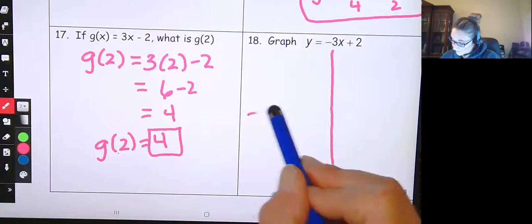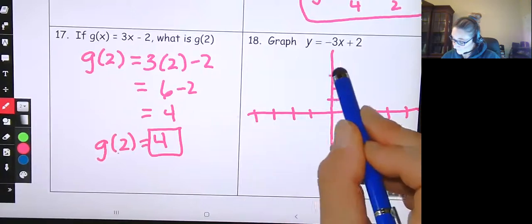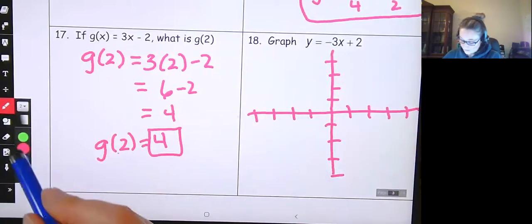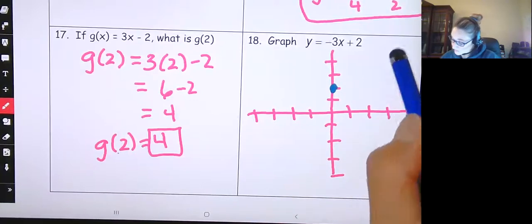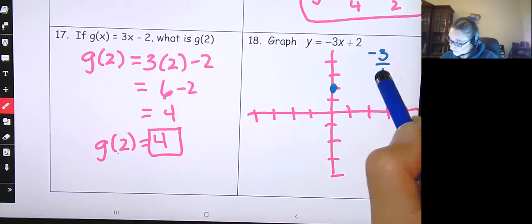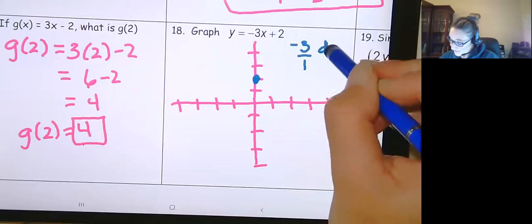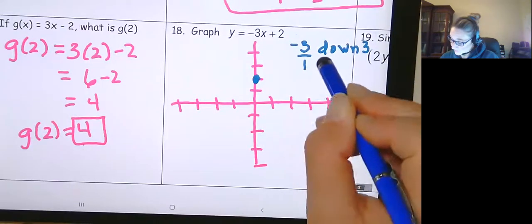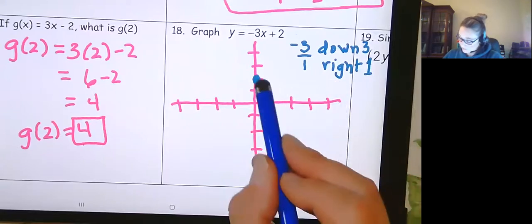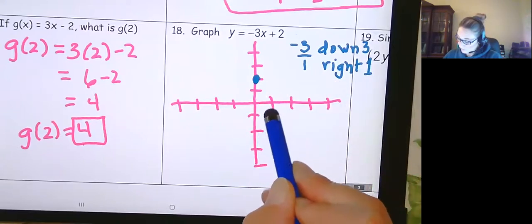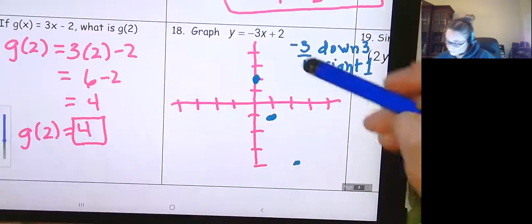On 18, I'm going to make a graph. Okay, my y-intercept is this 2, so I'm going to start at 2. My slope is negative 3, so really negative 3 over 1. Since it's negative, that means I'm going to go down 3, and then the bottom, always go right, unless you're running out of space, then you do opposite. So I'm going to be going down 1, 2, 3 to the right 1, 1, 2, 3 to the right 1, and then I can draw my line.